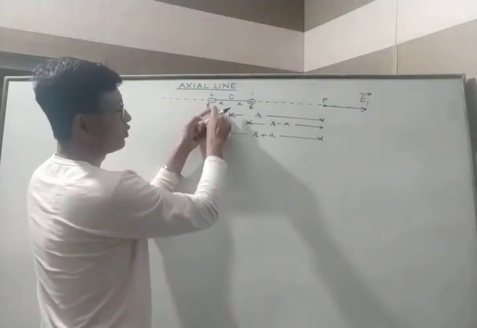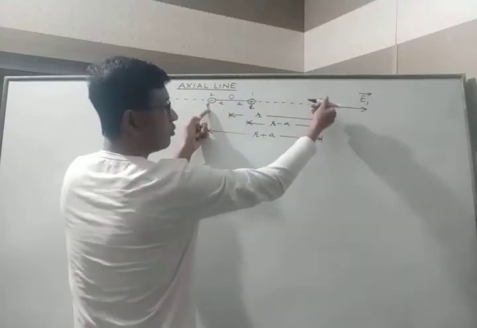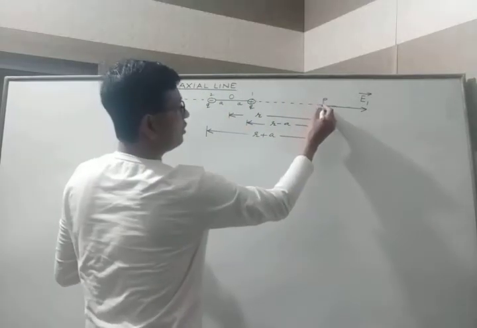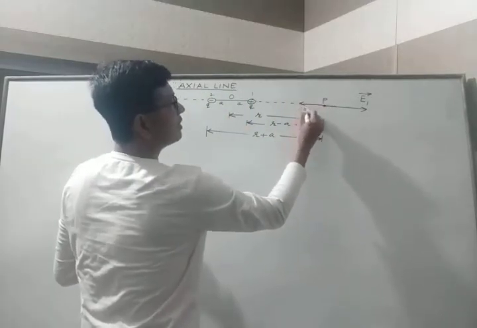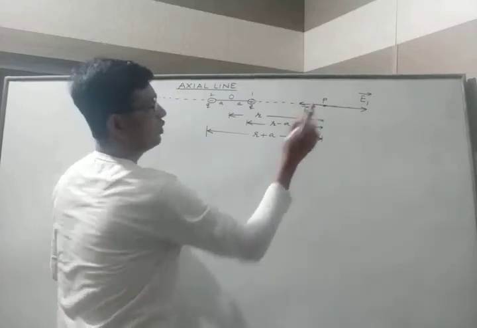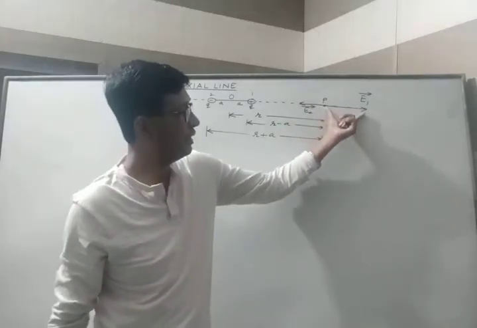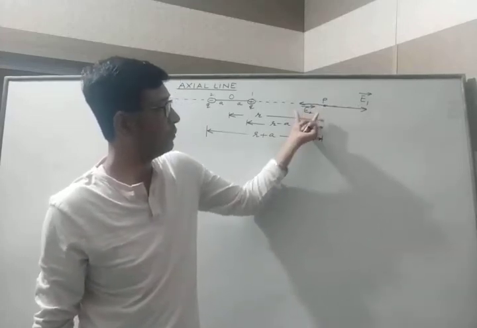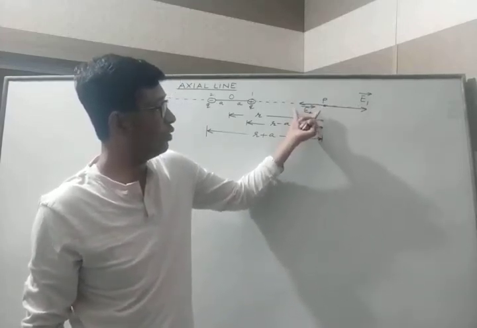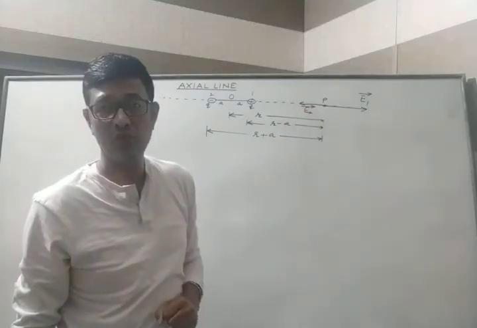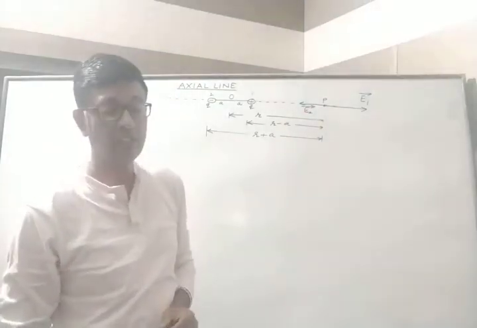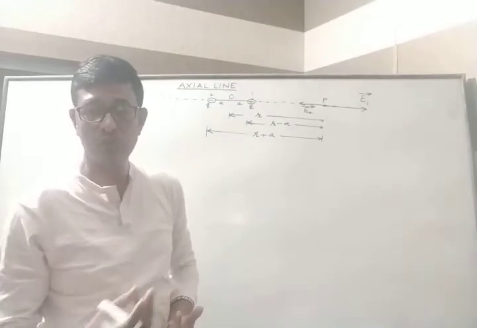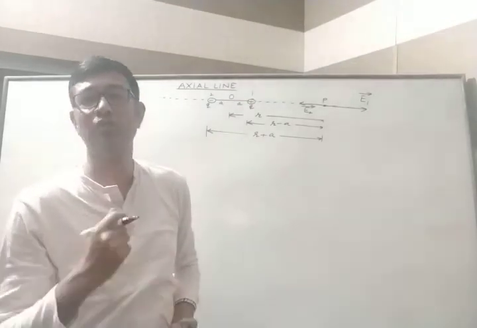Now, this negative source charge. Due to this source charge, the direction of the electric field will be towards it. So, it will be like this. This is E2. Now, you can note one thing. The length of the arrow representing E1 is longer as compared to the length of the arrow representing electric field E2. It is because electric field at a point due to a source charge obeys inverse square law.